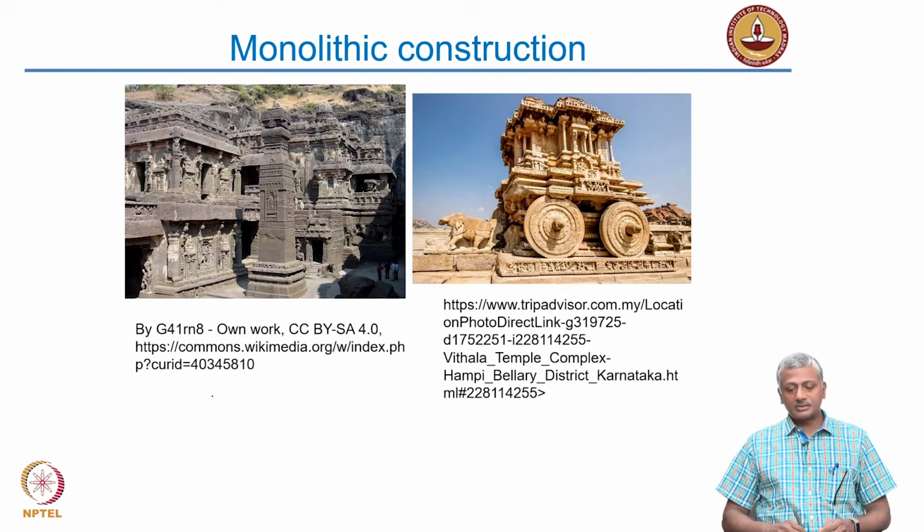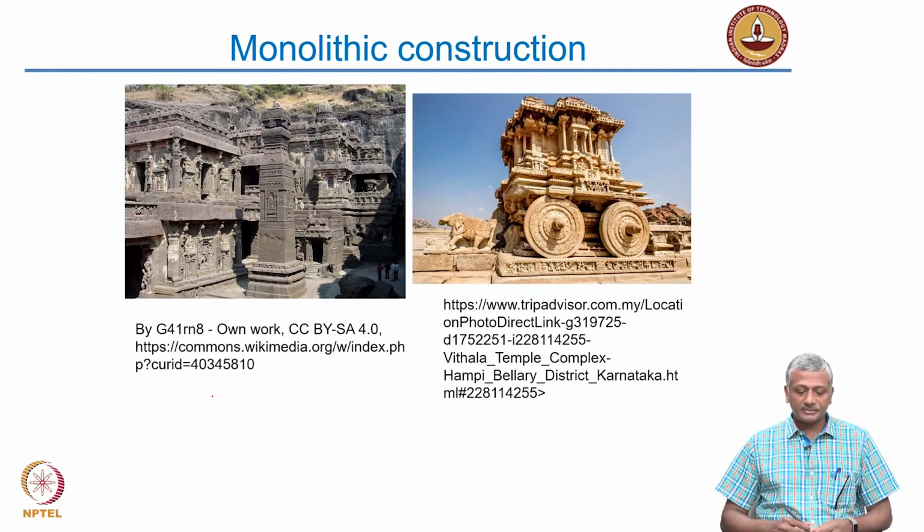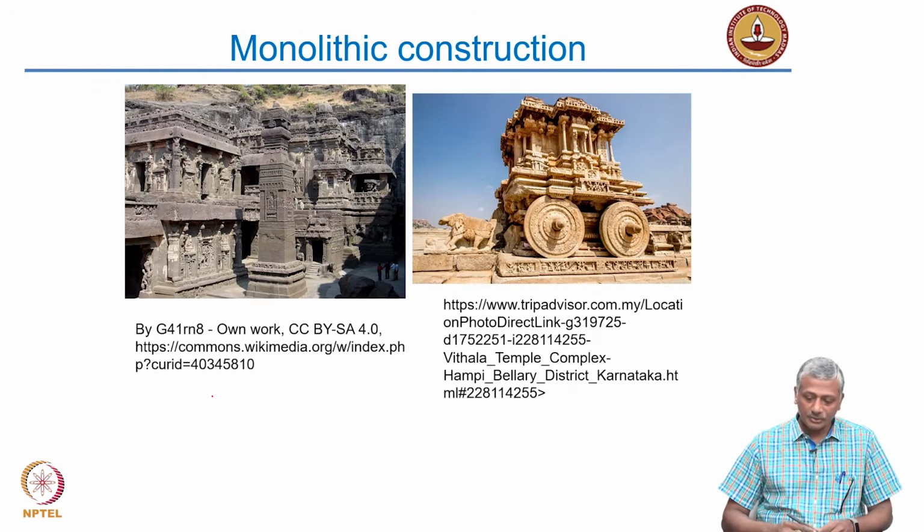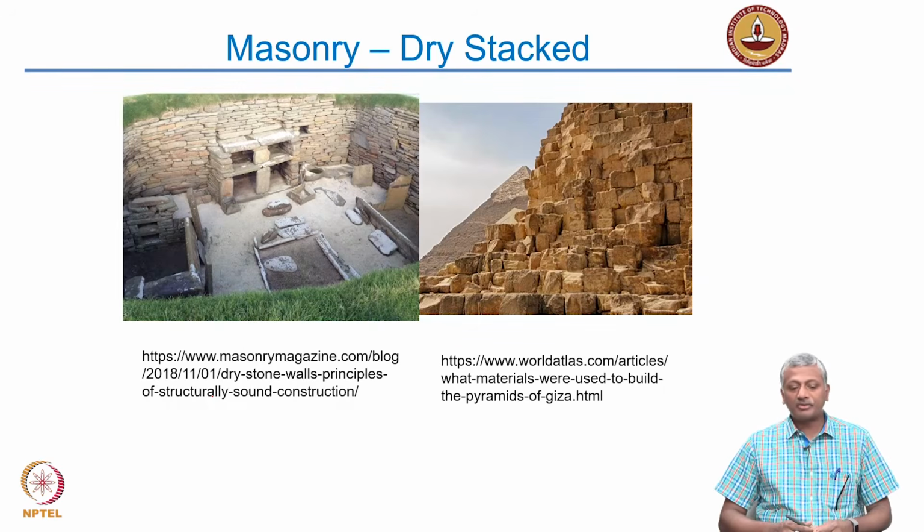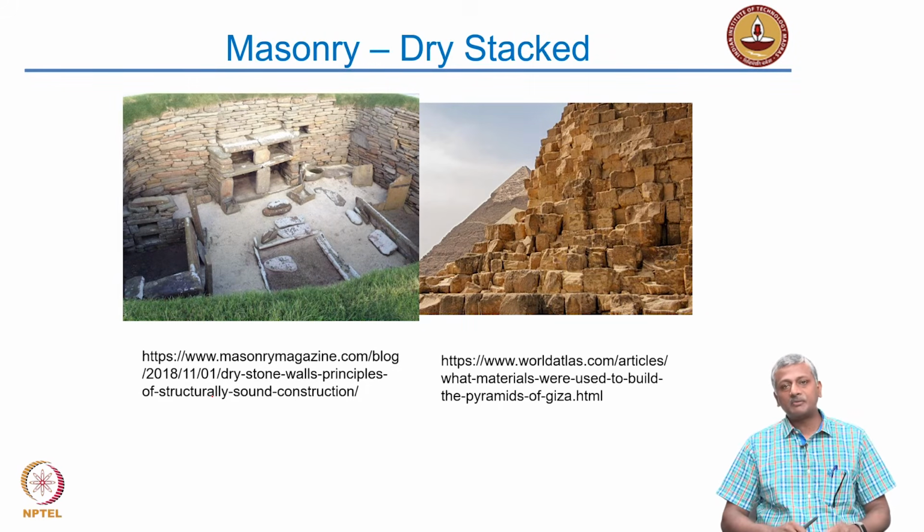Monolithic constructions, of course, in India there are a lot of examples. There are several different temples and forts which have been carved out of single stone. And then you have masonry. In the past, when people did not think about using binding agents between the blocks, they dry stacked the masonry.